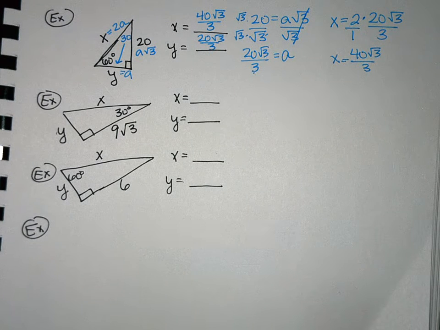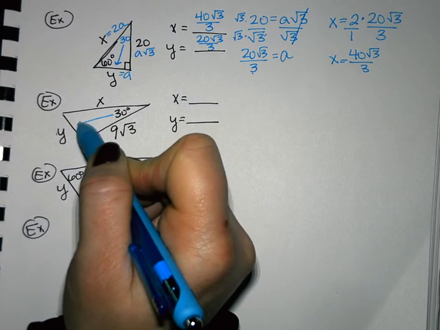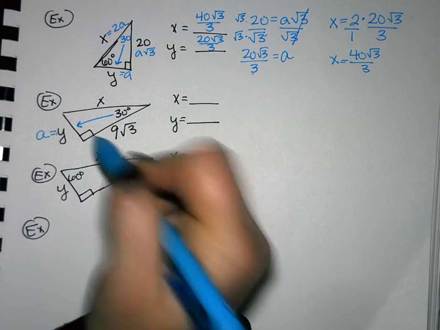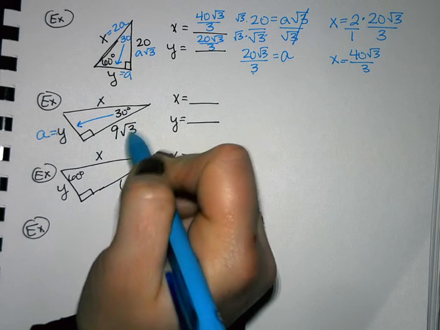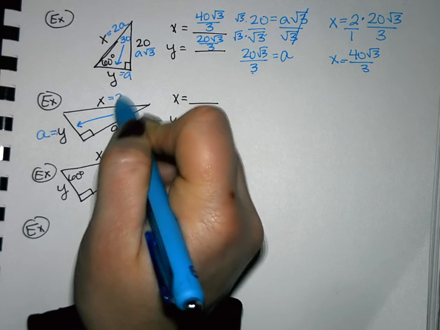So again, where do we start? Start with figuring out where 30 is and where A would go for your pattern. So where's our 30? And then go across from that. That's our A. Go to the longer leg, that's a root 3, and your hypotenuse, 2a.